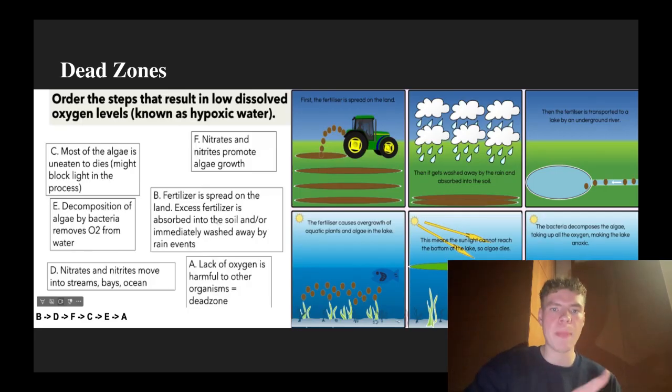Hypoxic means, hypo means low in general, and hypoxic, you can put together as low oxygen. So when you put all this excess artificial nitrogen in an environment, that's going to cause the area to become hypoxic so nothing can grow and live there. And that's what's called a dead zone.